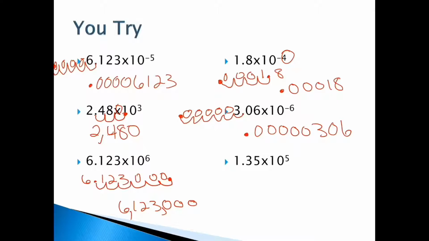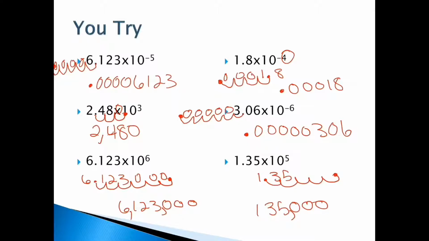All right, try the last one. Exponent's positive, means the number is going to be bigger than 1, and we're going to move the decimal point to the right, and we're going to move it 5 spaces to the right. So let's do that. Now our number is 135,000.